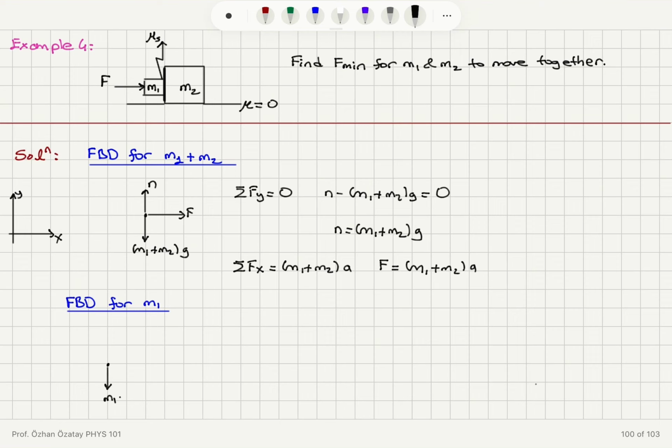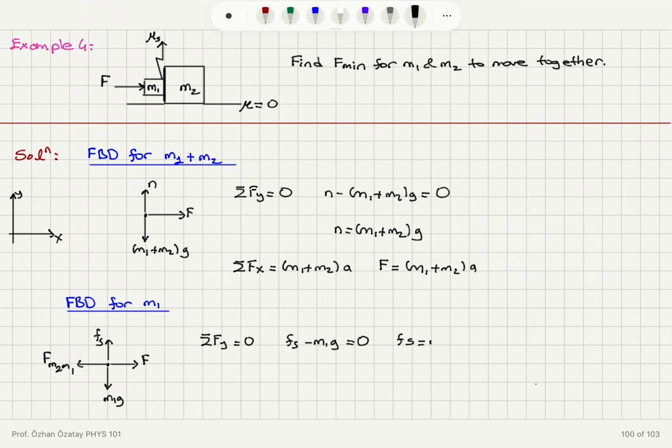It feels this force F pointing to the right. It feels a normal force from m2, so this I can call the force exerted by m2 on m1, the normal force. And where do I put static friction? Because I don't want it to slide down, the static friction must be opposing the weight. The net force on the y-axis must be equal to 0. Therefore, static friction minus m1g should be equal to 0, so that the static friction is m1g.